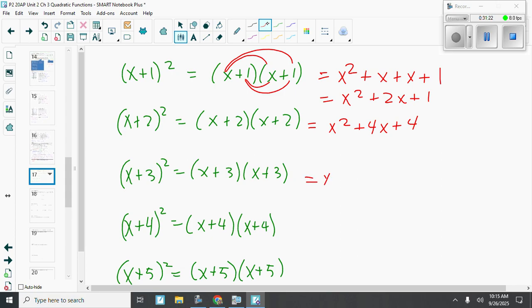So I'm doing x squared, 3x plus 3x, 6x, 3 times 3, 9. Here I'm going x squared, plus 8x plus 16. Here I can go right to x squared plus 10x, plus 25. What are we noticing? What's the relationship between, how do I get from, I'm going to write it under here for a sec.